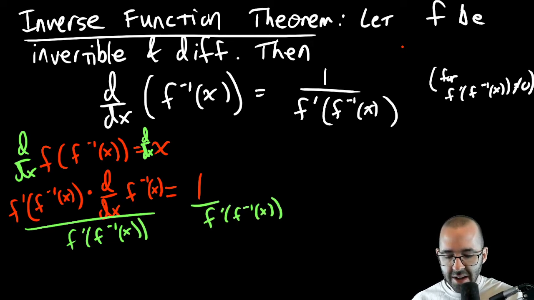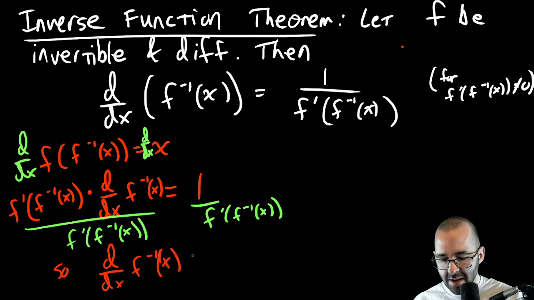This is just another way of seeing where this formula comes from. So that leaves us with the derivative of f inverse of x equals 1 divided by f prime of f inverse of x. That's exactly the inverse function theorem.